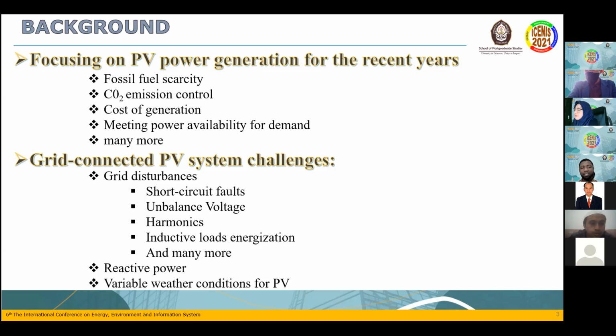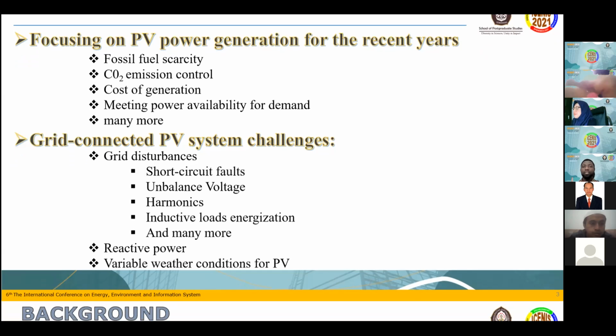It poses a great challenge in addressing issues such as short circuits, faults, unbalanced voltages, harmonics created by the converters, and energizing loads on the grids. All those challenges are very difficult to address due to the lack of reactive power. This led many researchers to focus on injecting reactive power into the grid. Next, variable irradiance and temperature are also a threat to the grid due to the fluctuation of power.